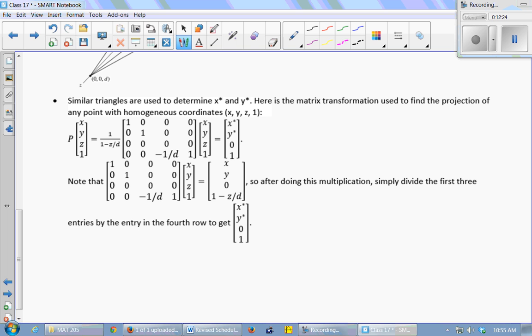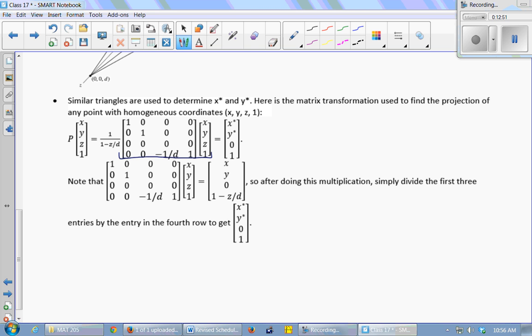But if you just do the first multiplication, the matrix times the vector, you land at x, y, 0, 1 minus z over d. And then just take this vector and scale it by 1 minus z over d, so that the last entry will be 1. So you divide everything by 1 minus z over d. After you do this matrix multiplication, you might ask, where the heck did that matrix come from, right? I'm not telling you, it's in the book.